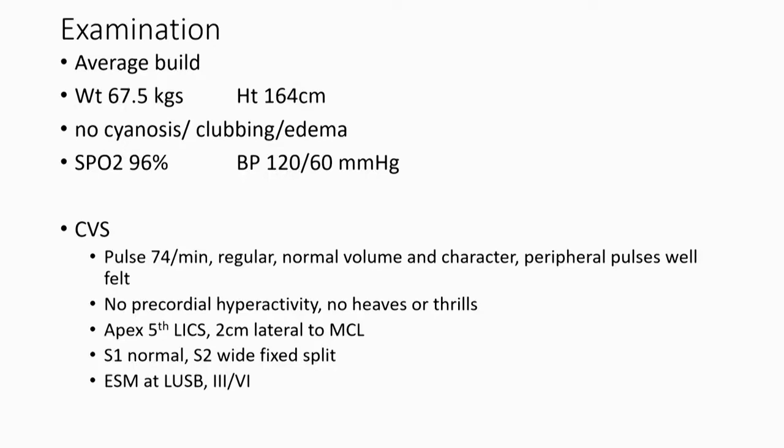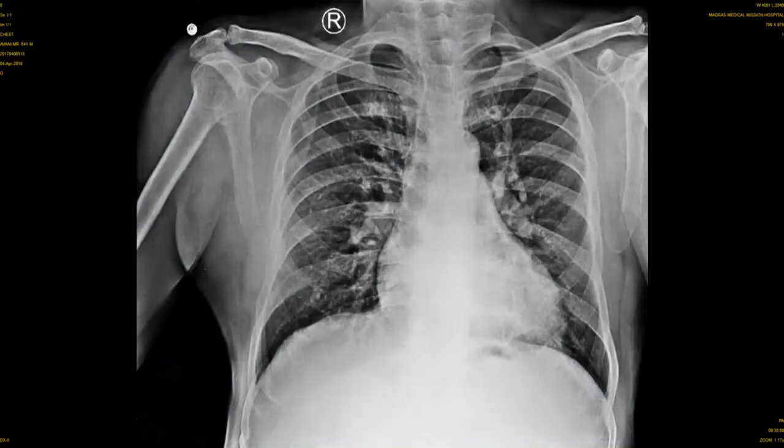He's averagely built, weight of 67.5 kgs, height 164 centimeters, no cyanosis, clubbing or edema. His baseline resting saturation is 96%, BP is 120/60 right upper limb. On cardiovascular examination, pulse is 74 per minute, regular, normal volume and character, peripheral pulses well felt. No precordial activity, no heaves or thrills. Apex is in the fifth left intercostal space, 2 centimeters lateral to the MCL. S1 is normal, S2 is fixed and widely split. There is an ejection systolic murmur at the left upper sternal border, 3/4.